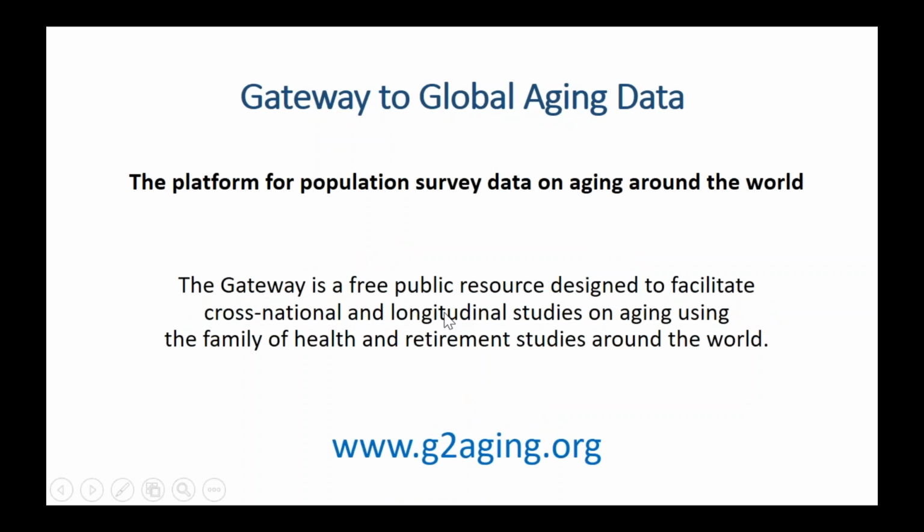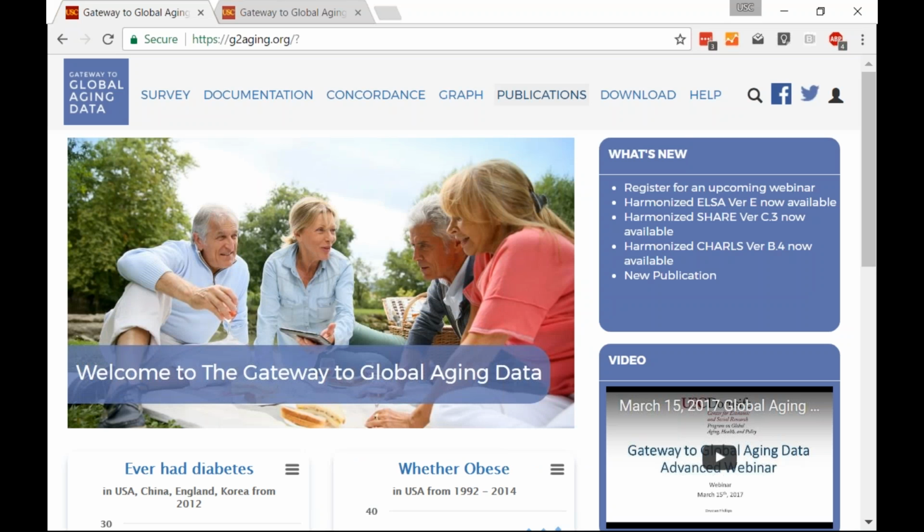The Gateway to Global Aging Data is a platform for population survey data on aging around the world. It's a free public resource designed to facilitate cross-national and longitudinal studies on aging using the family of health and retirement studies around the world. It's available at www.g2aging.org. And throughout this webinar, we'll also be using the website. So you can see the website here on your screen. This is g2aging.org, and this is our landing page. We'll be walking through different parts of our website today.